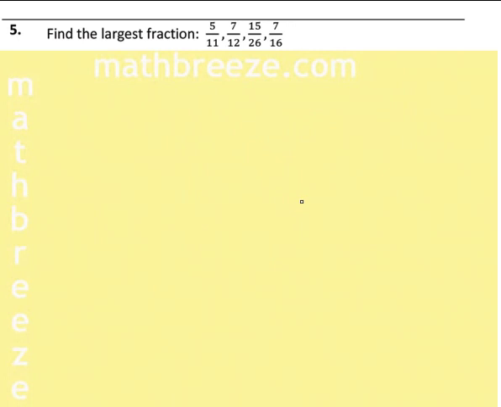In number 5, we have 4 fractions, and we want to find the largest. So we're going to concentrate on 2 at a time. So let's start with the first 2. And for a common denominator in this type of problem, we could just multiply the 2 denominators together. So that's what we'll do here. We'll just multiply them together. So here we have 132.